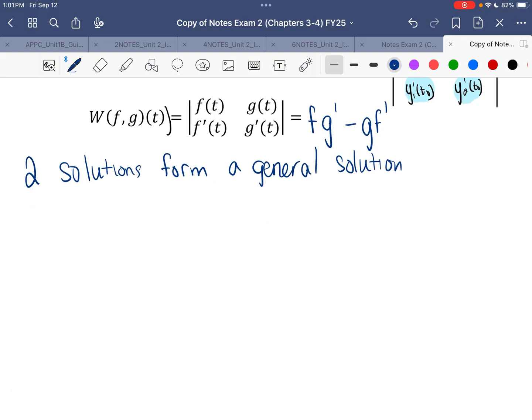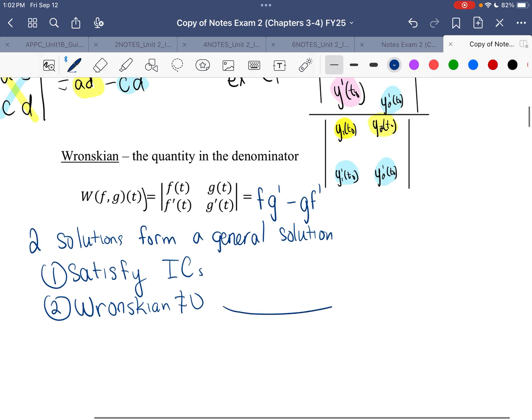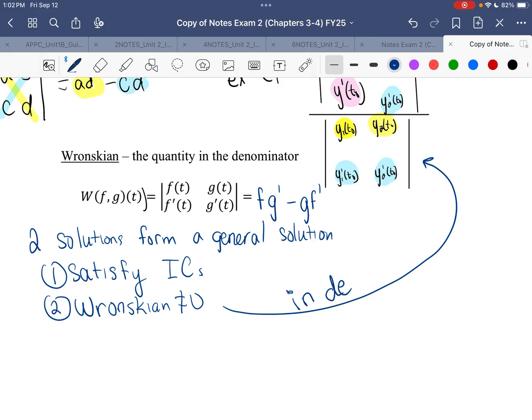So we get our general solution, and then we know that it will satisfy our initial conditions. And we should have that the Wronskian does not equal 0. The Wronskian is in the denominator when we're doing Cramer's rule. So as long as we don't divide by 0, then we should be able to have a solution.